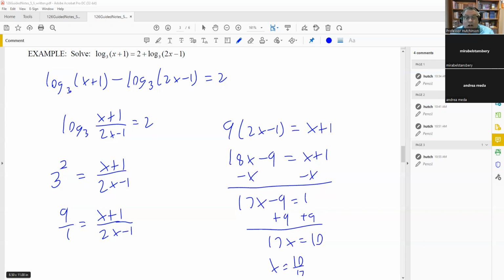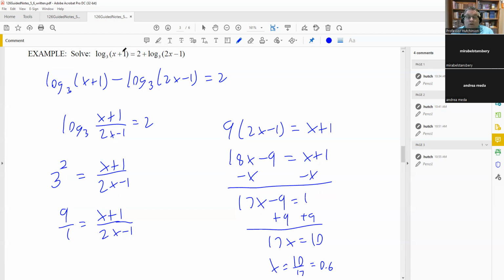Now what I want to do with 10/17 is use my calculator to get a decimal version of that. So 10 divided by 17, the decimal rounds to about 0.6. Okay, it's okay to round that to the nearest tenth. So that's 0.6. Now I want to put 0.6 back into the original equation up here and make sure I don't get a negative inside. That's what I want to check.